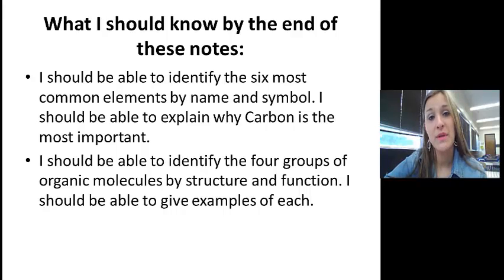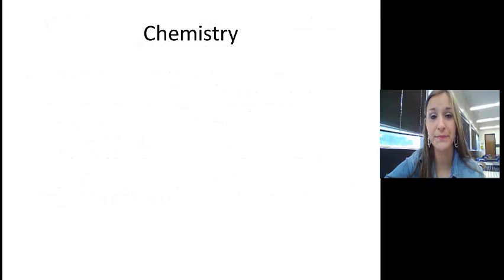So today we're going to be learning about the 6 most common elements. Specifically, carbon is the most important, and we're going to learn about why, and the 4 organic molecules that all have carbon inside of them. They all have different functions and structures, so let's start.